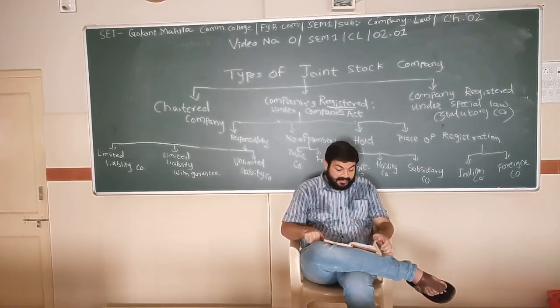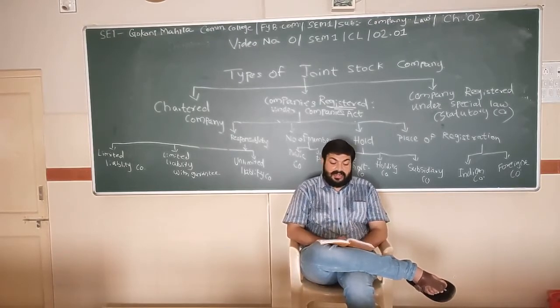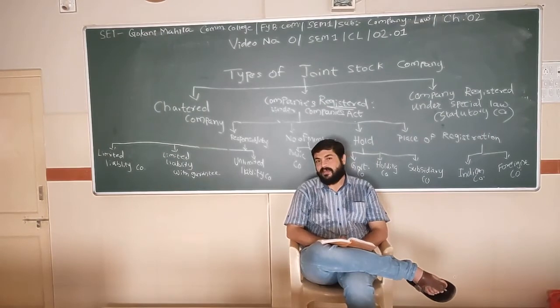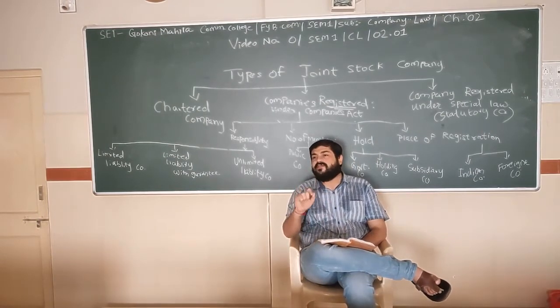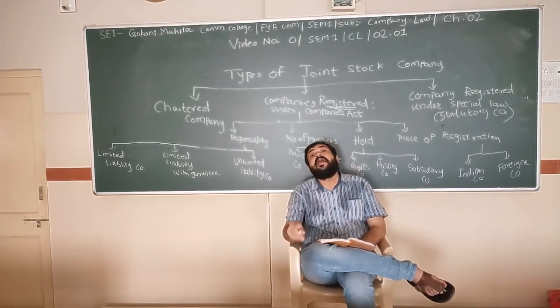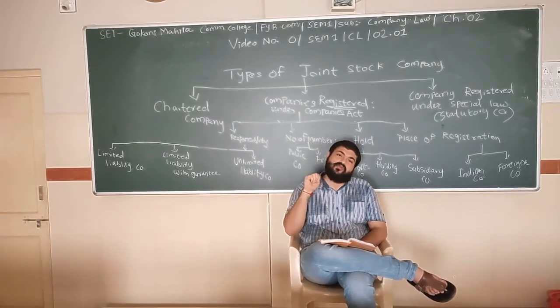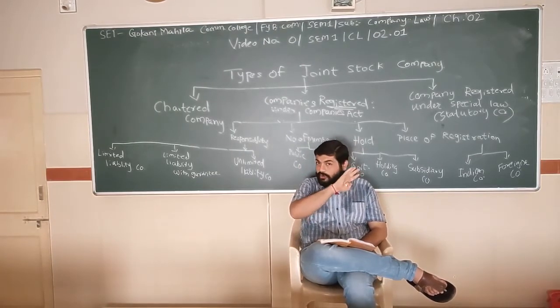So what characteristics do we find in such companies limited by guarantee? The liability of a member is limited only to the guarantee provided by them. Suppose you provide a guarantee for rupees 100. Then your liability is limited up to rupees 100. If the company is in losses, then the company demands, you will be paying only rupees 100, not more than that.